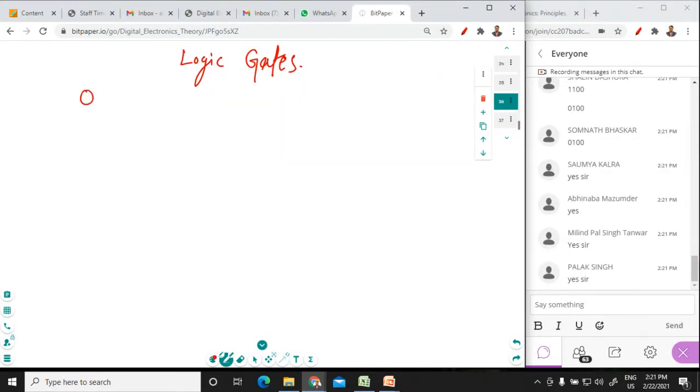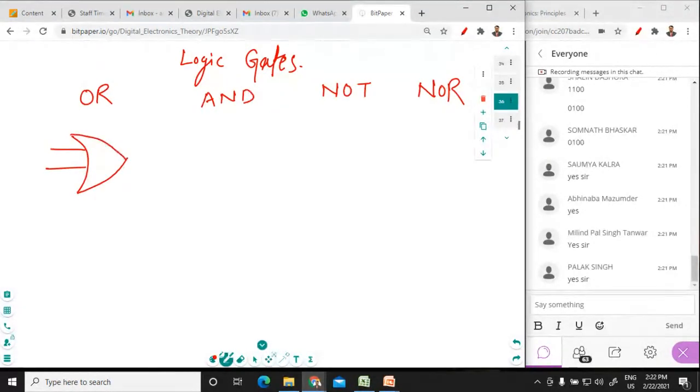Okay, first we will discuss the OR gate, then we will discuss AND gate, then we will discuss a NOT gate, then NOR gate. Okay, so we will discuss basically these basic gates right now. Then in the next lecture, we can see all other gates, universal gates, and so on. Okay. So how you can show the symbol for OR gate? OR gate has two input and it is represented by this symbol. Okay. One input, let's suppose that it's A input, second input is B, and its output is C.